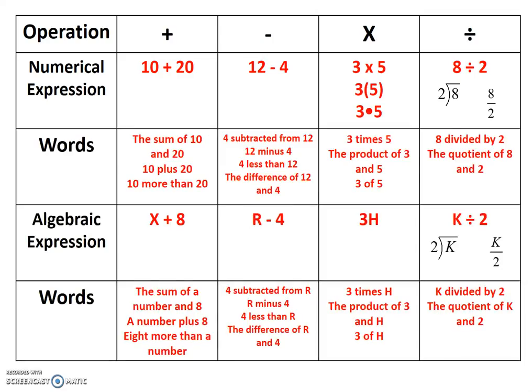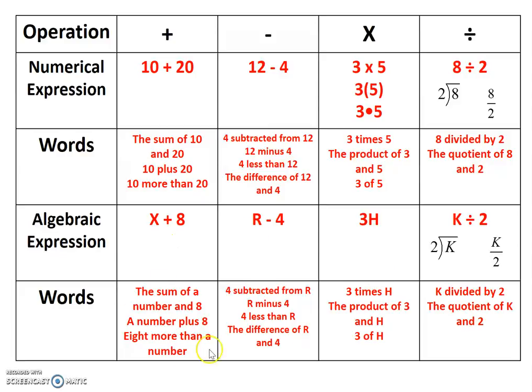So here's a table that you will want to refer to. If we are looking at numerical expressions, we would read them with these words. So if we're using adding, you would use words like sum, plus, more than, and subtraction would be minus, less than, difference, subtracted from. Multiplication, we would use words like times and product. And then this word of, so like three, in this case here, 3 groups of 5 means 3 times 5. And if we're dividing, we would use words like divide by or quotient.